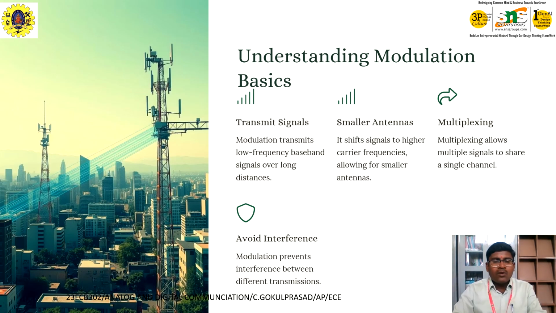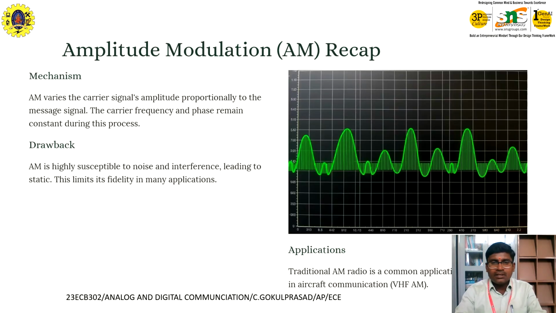Modulation is one of the predominant things needed for signal transmission, and demodulation is needed on the signal reception side. For that, we'll be going with the transmitting antennas. We'll be going with smaller antennas, and multiplexing is also one of the most important things, which allows multiple signals to share a single channel. By accommodating smaller antennas and multiplexing technologies, the interferences can be easily avoided. Now we'll recap the AM.